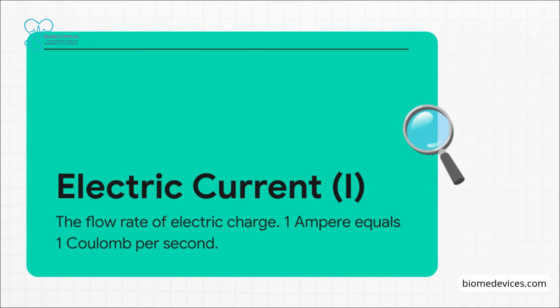First up is electric current, which is represented by the letter I. Intuitively, you can think of current as the volume flow rate of our water. You know, how many liters per second are moving past a certain point in your pipe. In electronics, current is simply the rate at which electric charge flows. We measure this in amperes, and 1 ampere is defined as exactly 1 coulomb of charge passing a specific point in 1 second. So current equals charge divided by time. It's the actual physical movement of those electrons we were just talking about.